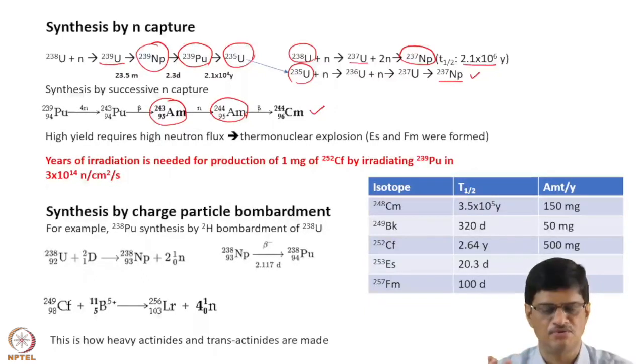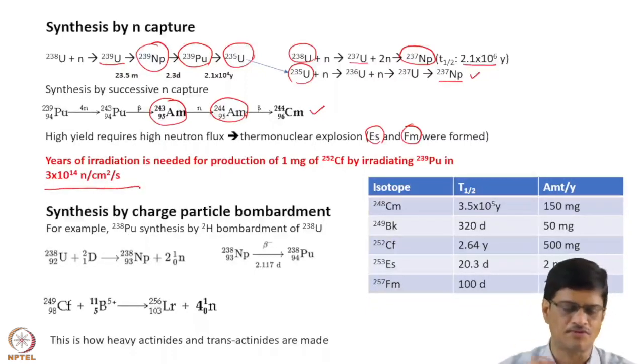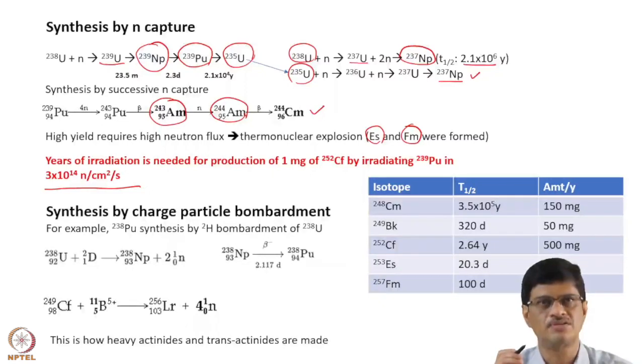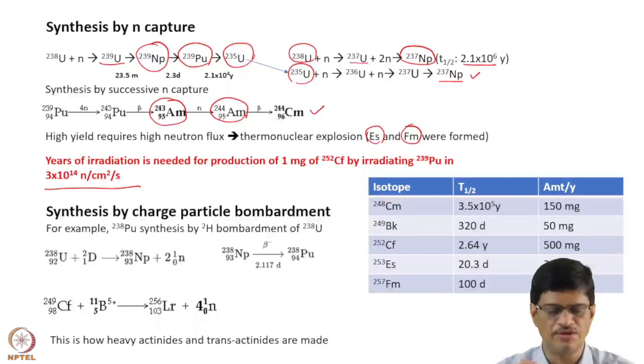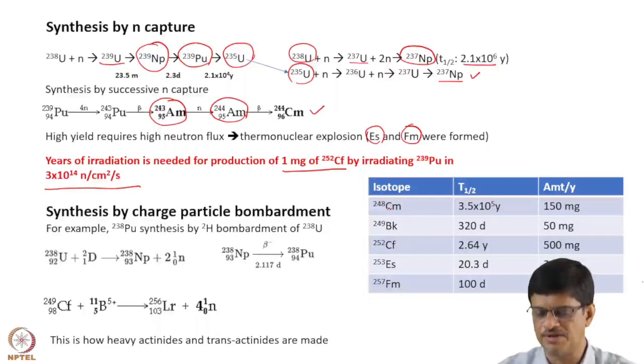Now for high yield, we actually need a high neutron flux. As I have already mentioned in the previous lecture, thermonuclear explosions were taking place, and there we detected einsteinium and fermium. That is how these elements were discovered. Also, if you take plutonium-239 and irradiate it in a reactor with a very high neutron flux, like 3 × 10^14 neutrons per square centimeter per second, then you need years of irradiation for producing even 1 milligram of californium-252.